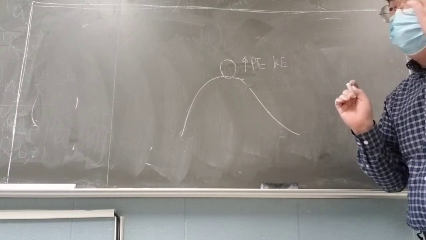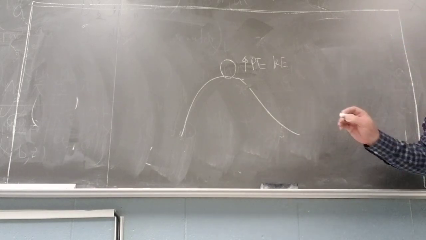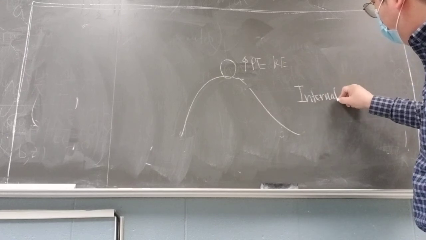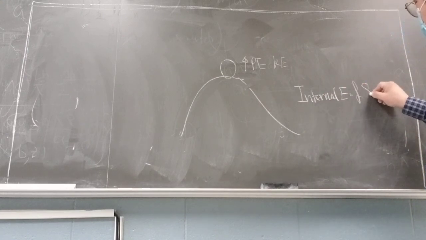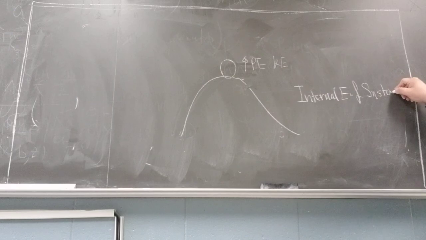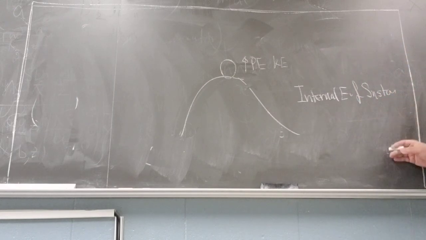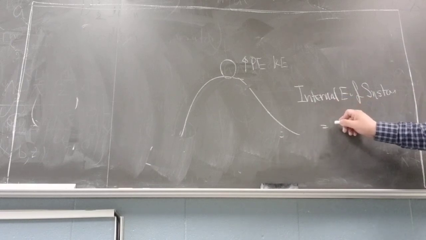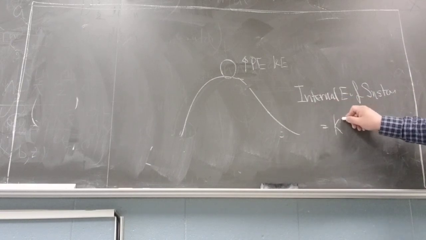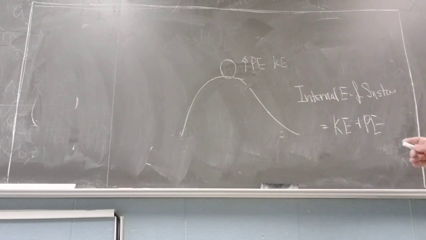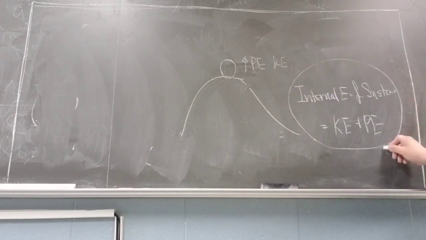Okay, and then there's one more thing I want you to remember: the internal energy of a system, which could be a very small thing, a small container or small bottle or anything, should always be the sum of kinetic energy plus potential energy. This is always the same. Either they lower the kinetic energy to raise the potential energy, or the other way. It always works in this way.